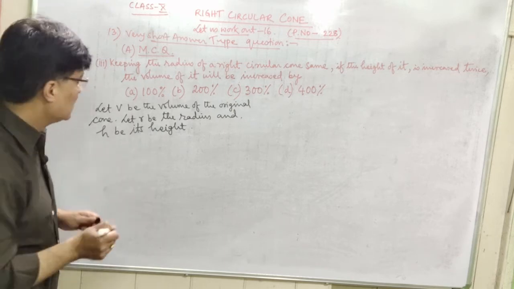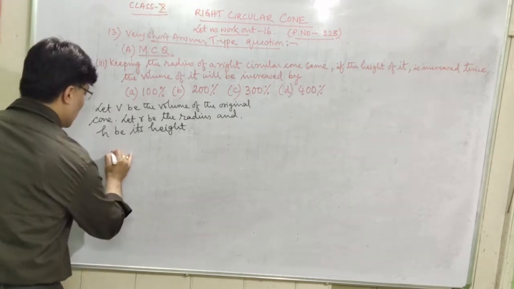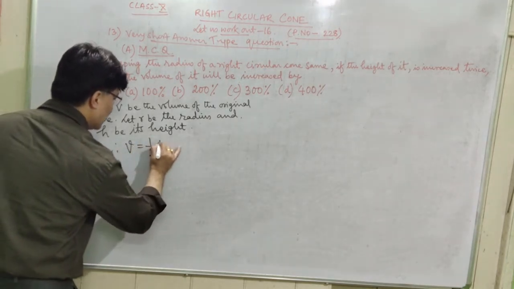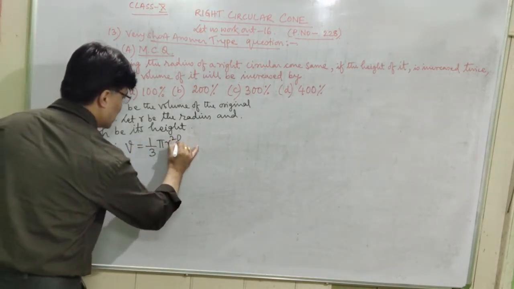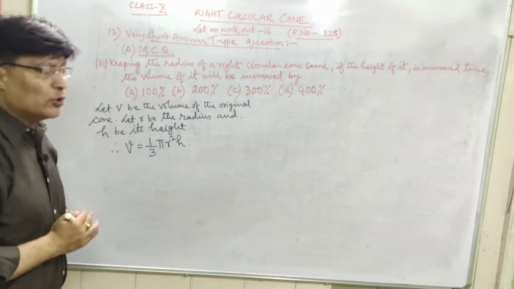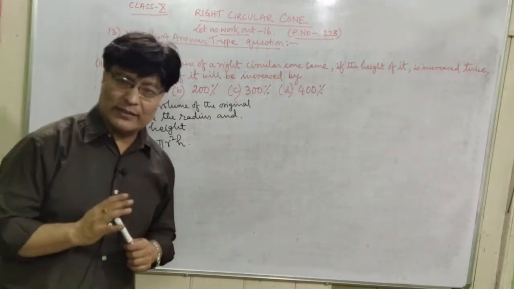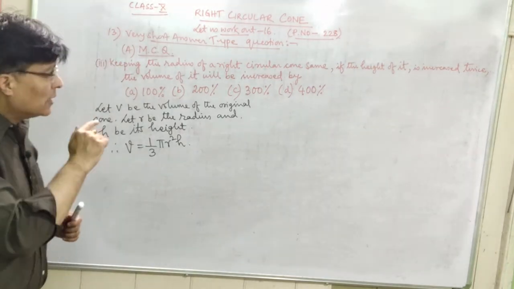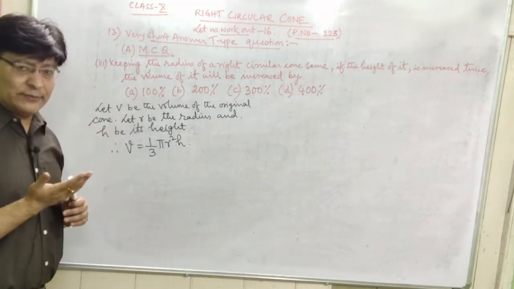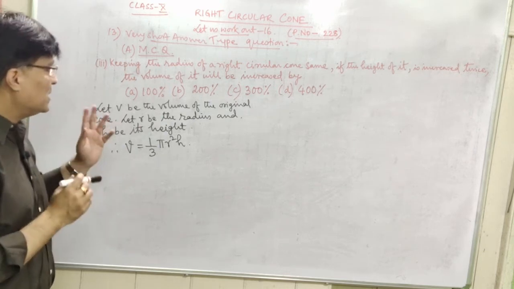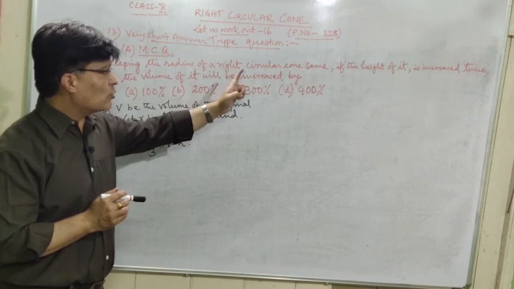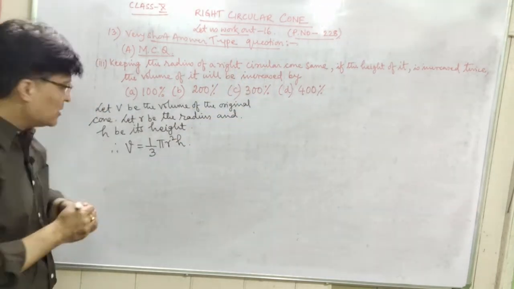H is the height. So let us find out the formula for V. What is V equal to? This is 1/3 pi R square H. So V is equal to 1/3 pi R square H. Is that clear now? Now the cone is changed. So by the question it is given that now the radius of the right circular cone remains the same. That is, R is the radius.